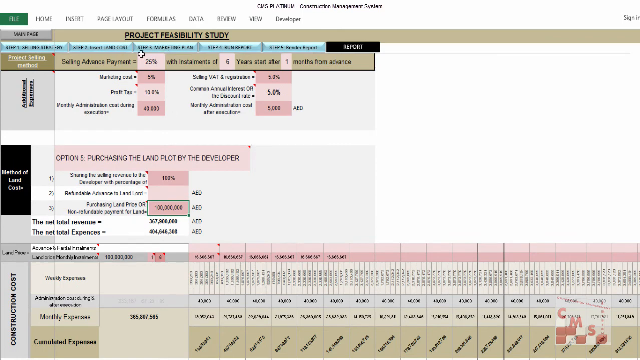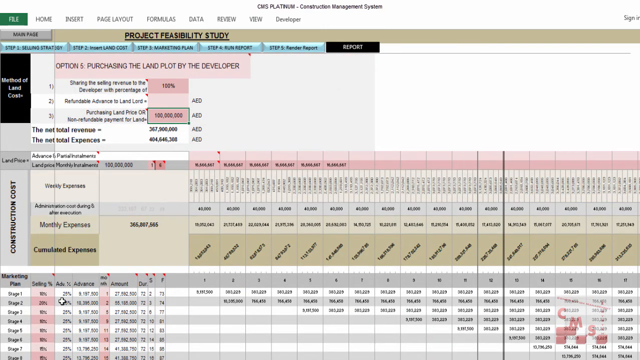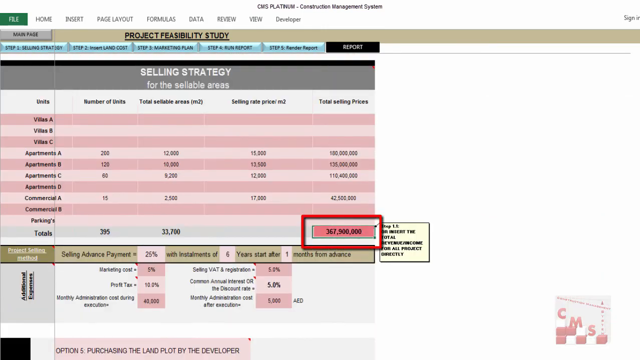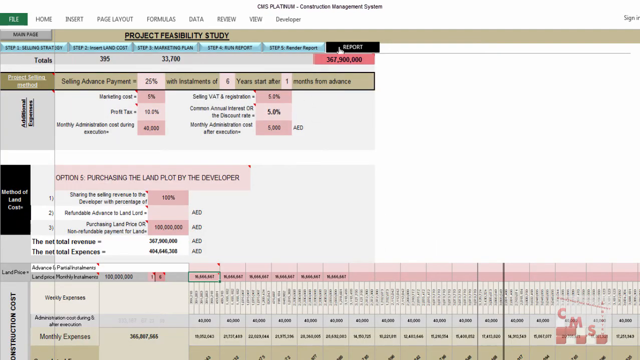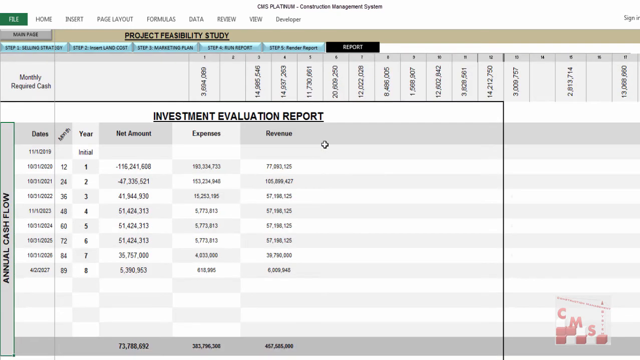You already have the installment, the marketing plan, and the selling price for your project. Without going to the report, your revenue is 367 million and your cost now is 404. So you will refuse the deal. Let's try 70 million. Now it's coming out better, okay, and he also needs the 70 million in 6 months. Let's go to the report and check.